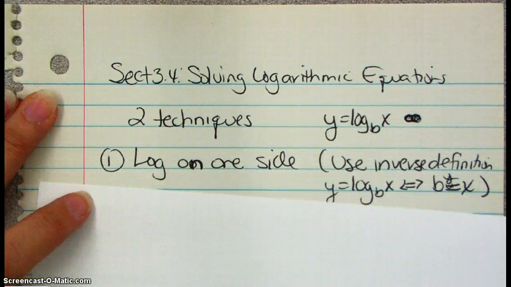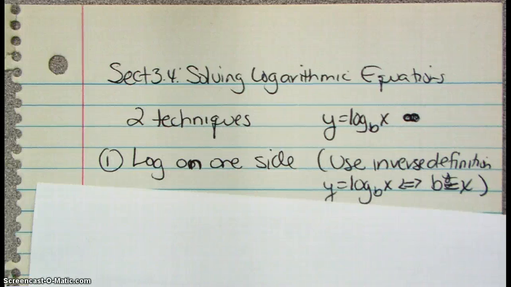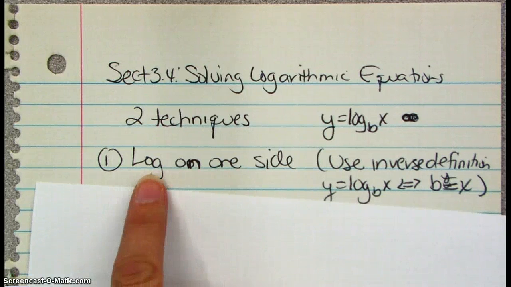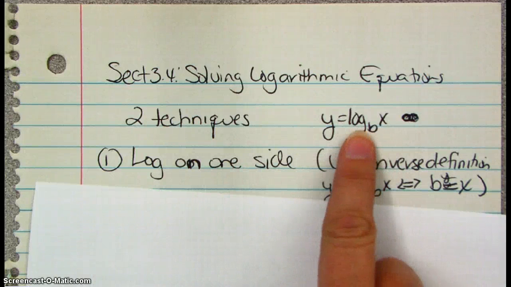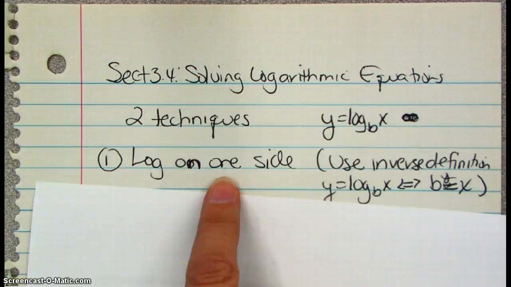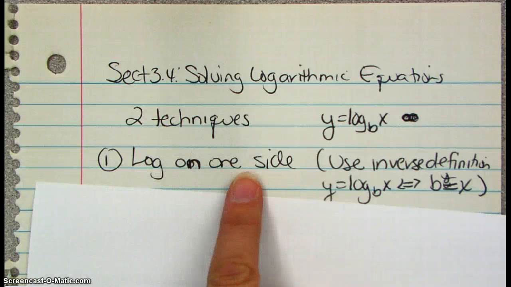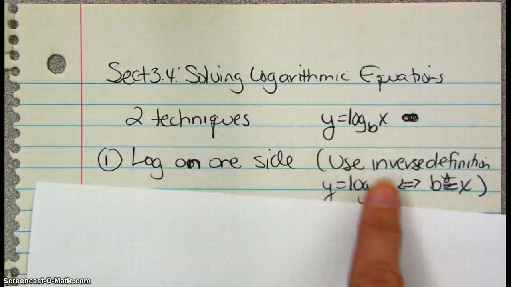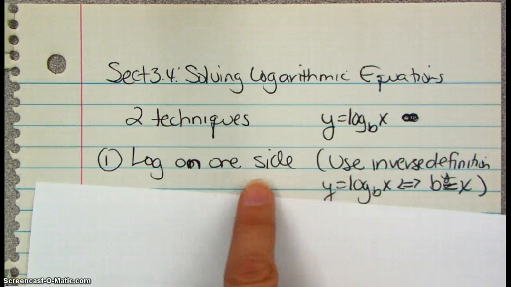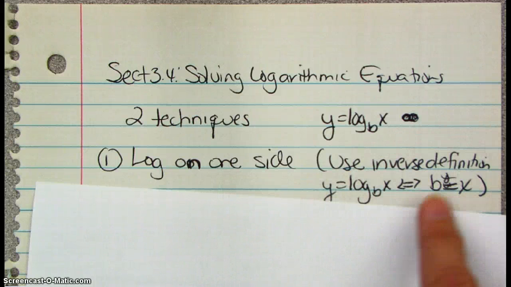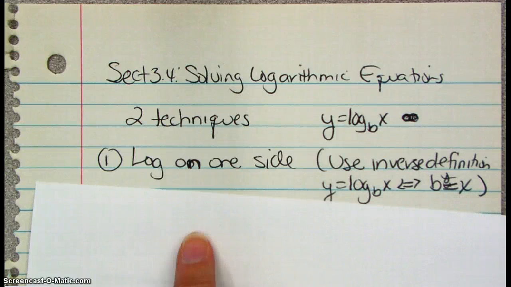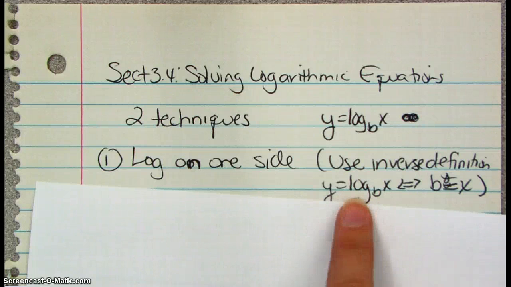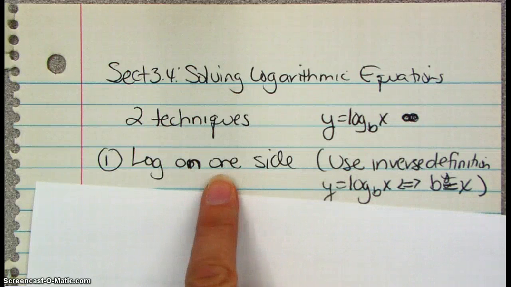So here is the first technique. That means I have a log on one side of an equal sign. Like this one has a log only on one side, it's not on both. That's what this technique is. It's only a log on one side. And in parentheses, I'm going to tell you what technique I'm going to do with this. I'm going to use this inverse definition, where I can go from here to here. That's what I'm going to use with a log on one side. I'm going to use this to solve. It'll make more sense as I start doing problems.